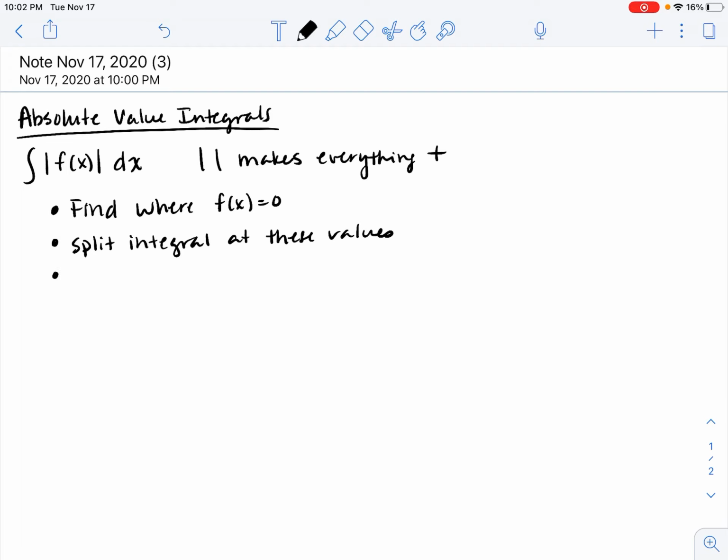And then step 3, you are going to take the absolute value of each integral and add them together. All right? Okay, so let me actually show you how this would work.